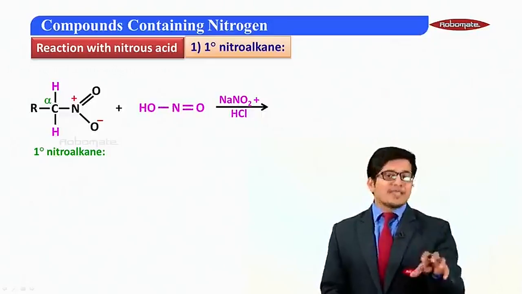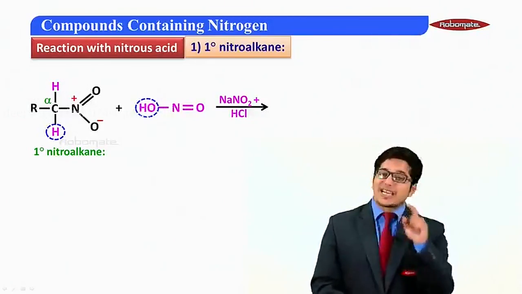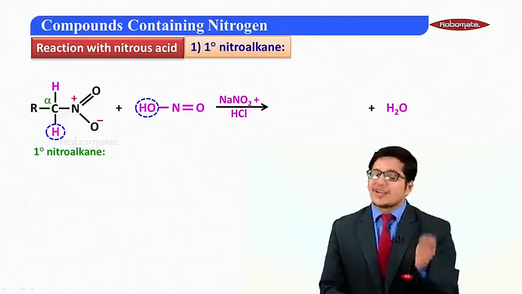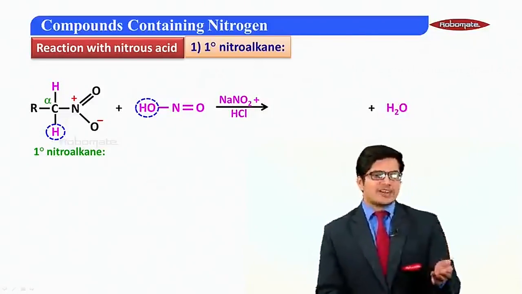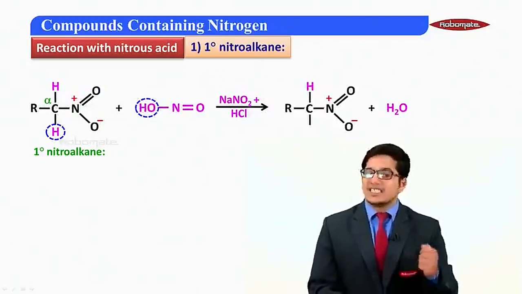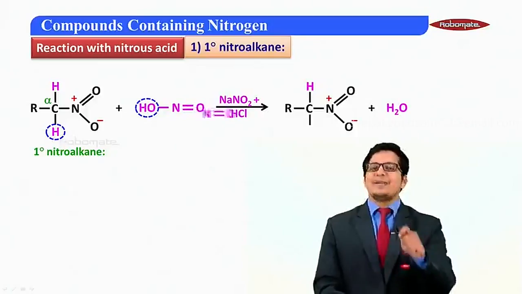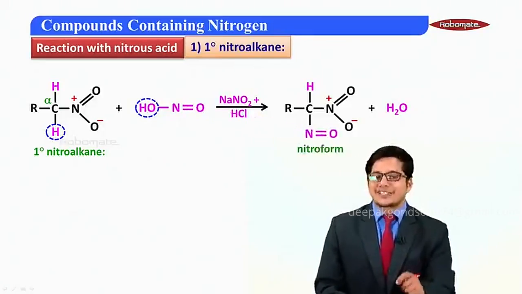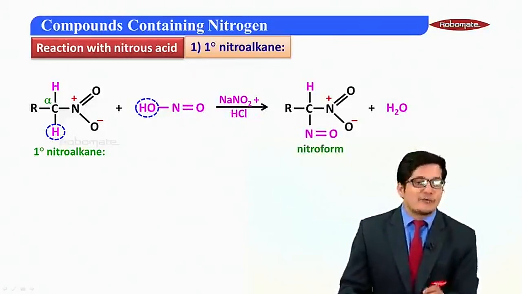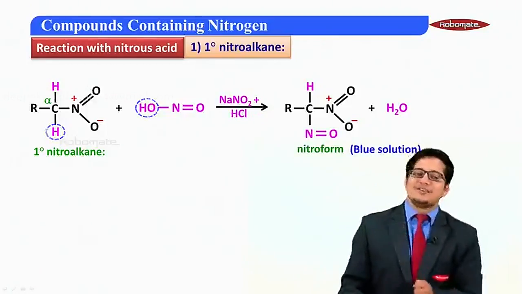Now what happens over here? Let's see. The H, that is again the alpha hydrogen, combines with OH, giving us water. So what we are remaining with is nothing but RCHNO2. To this, N double bond O gets attached, giving us a nitroso form. Remember student, this is a blue color solution.